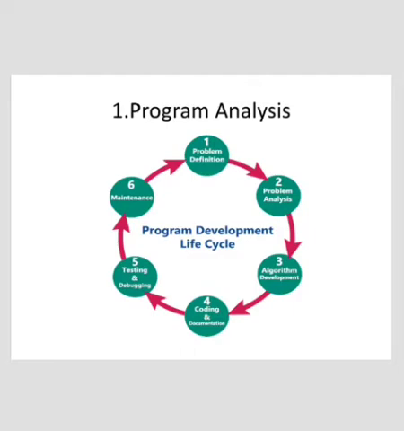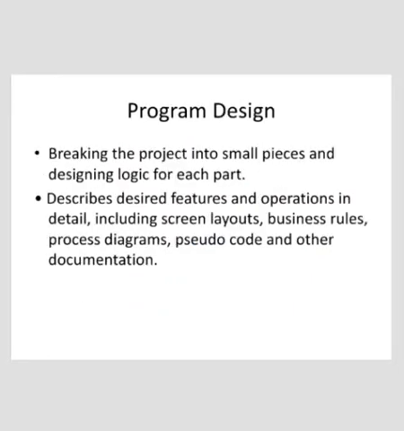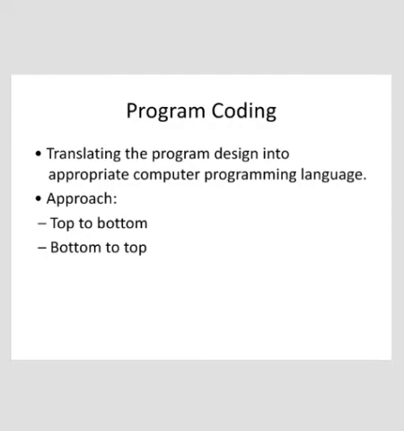The next is program design. Breaking the project into small pieces and designing logic for each part describes desired features and operations in detail, including screen layouts, business rules, process diagrams, pseudocode and other documentation. Program coding is the process of conversion of a program design into a programming language. So program coding is translating the program design into an appropriate computer programming language.